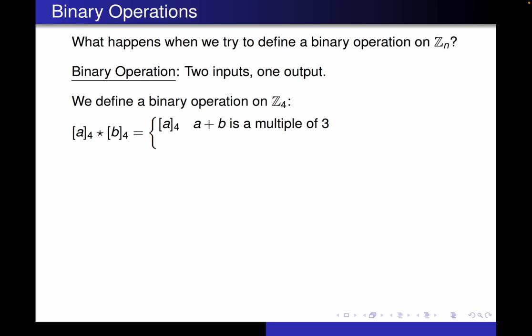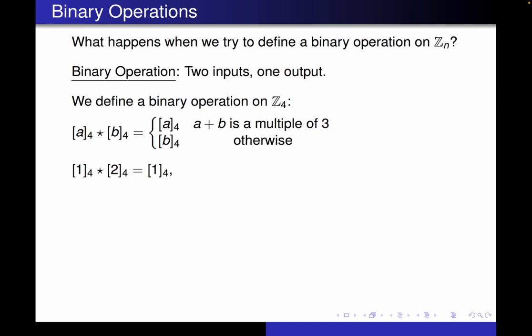And then if that is not the case, then it's going to be the second one, the bracket B, otherwise. Right? So if we add A plus B and get a multiple of 3, we take the first one. If we add them and get not a multiple of 3, we take the second one. So looking at an example, if we do bracket 1 and bracket 2, that's going to be bracket 1.